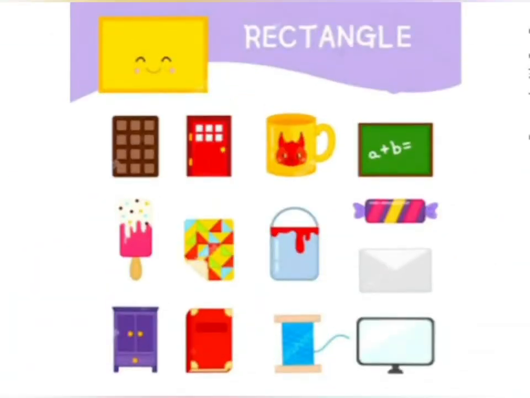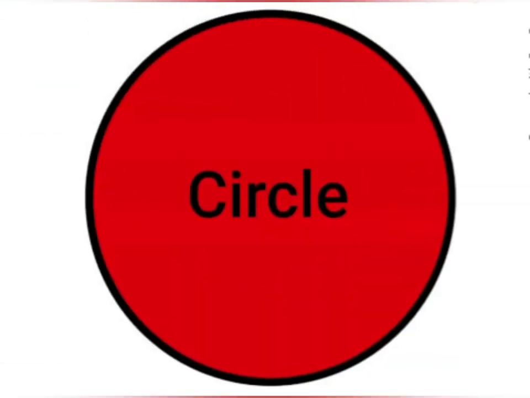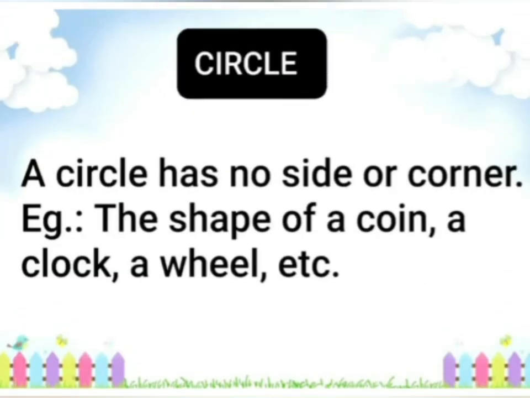These are some more examples: the chocolate you eat, the door you enter through, the ice cream you eat, etc. Now let's see what is a circle. A circle has no side or corner. For example, the shape of a coin, a clock, a wheel, etc.